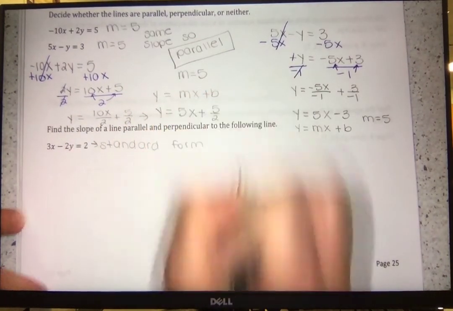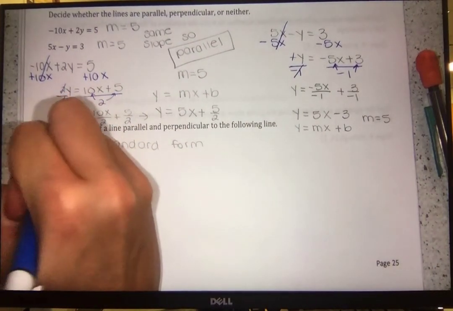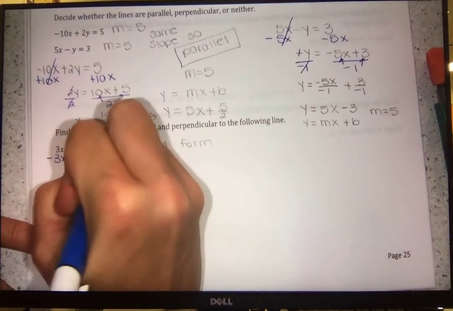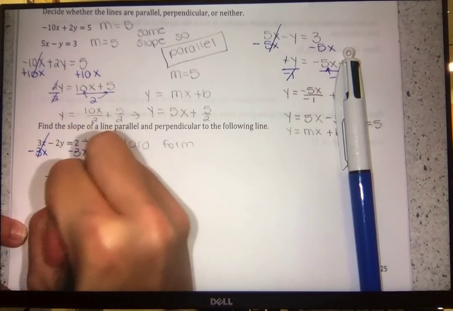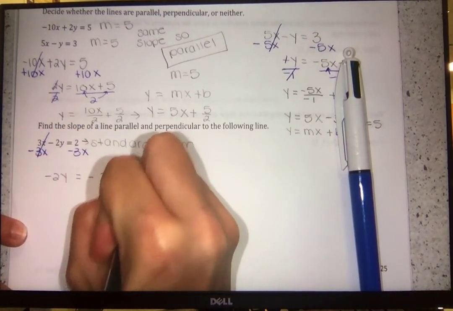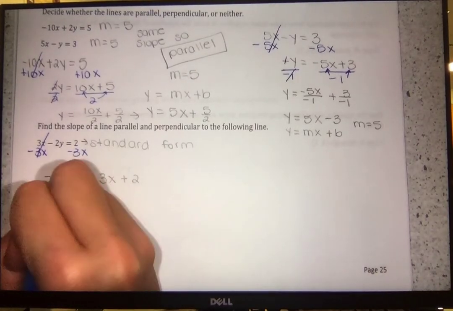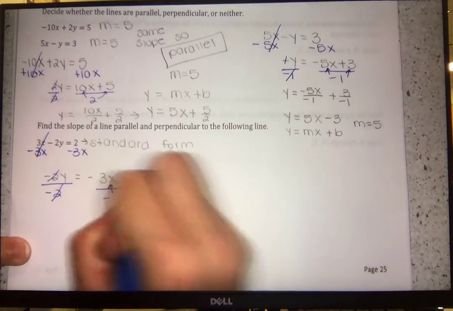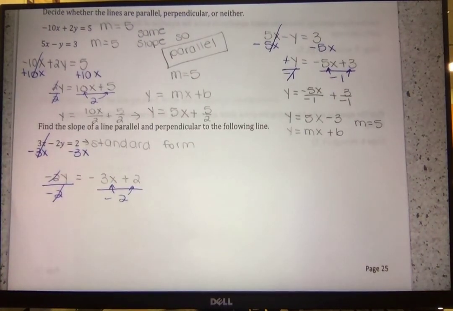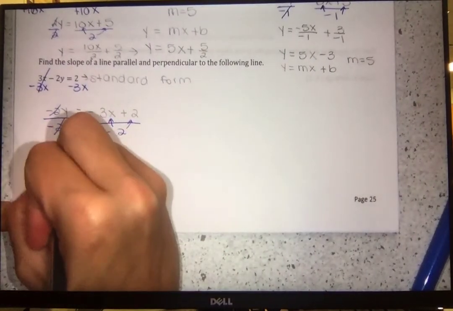That'll leave us with y equals -3x divided by -2 plus 2 divided by -2, which can simplify down to y equals -3 divided by -2. The two negatives cancel each other out. So we're left with positive 3 over 2x. Positive 2 divided by -2 will leave us with -1. So this is now in slope-intercept form of y equals mx plus b. We had y equals 3 over 2x minus 1. So what is this slope? 3 over 2.